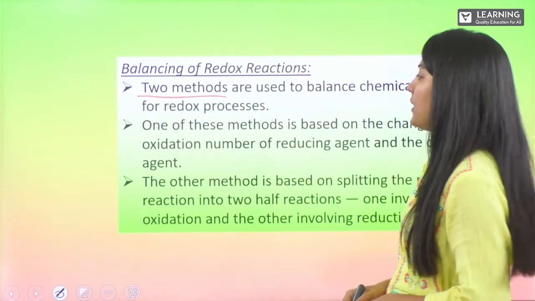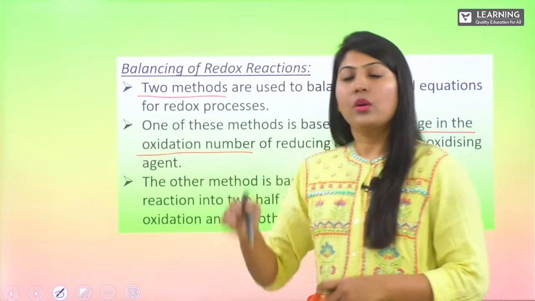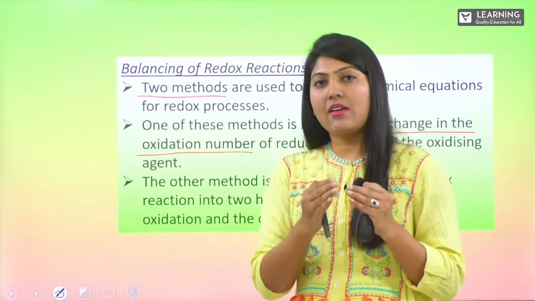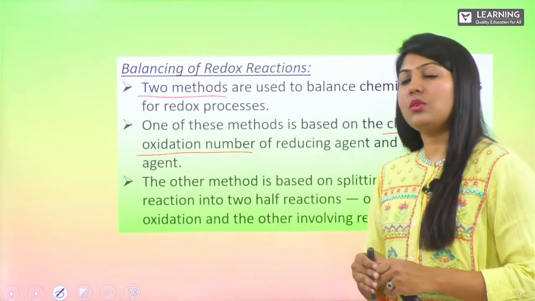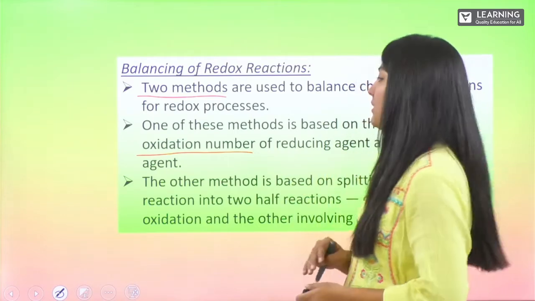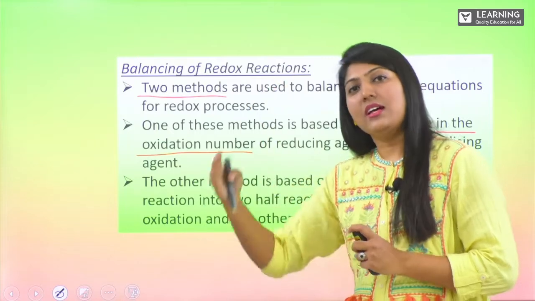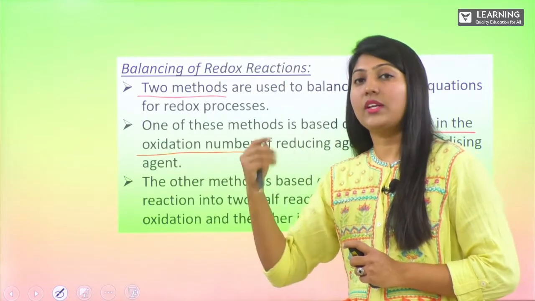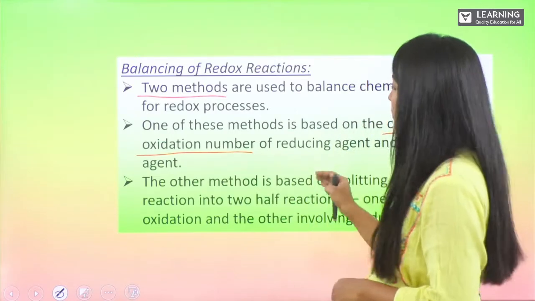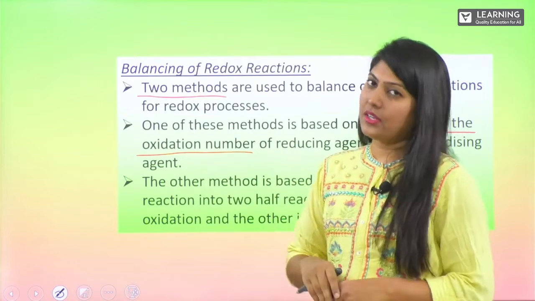One of these methods is based on the change in oxidation number. We know that oxidation number is being changed. What is the oxidation number? We have studied the types of chemical reactions, four types. If the oxidation number is varying, then we will understand which is reduced. Decrease in the oxidation number, we call it reduction. Increase in the oxidation number, we call it oxidation. So from knowing about the oxidation number, we can balance the equation.